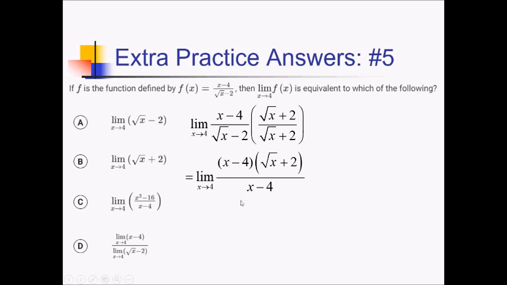So at the end of the day, this is equivalent to limit as x approaches 4 of just radical x plus 2. We could actually plug in 4 to evaluate the limit, but we just needed to match it with the correct expression, which we see in choice B.